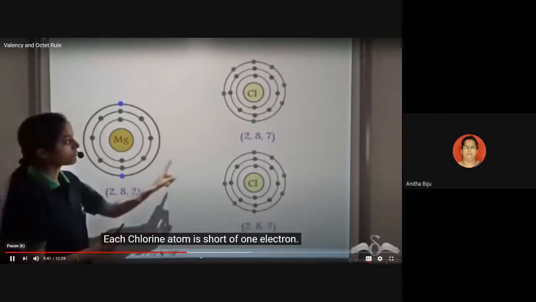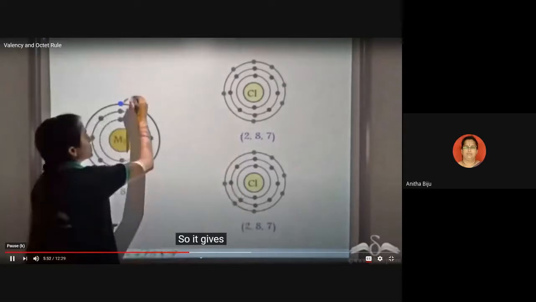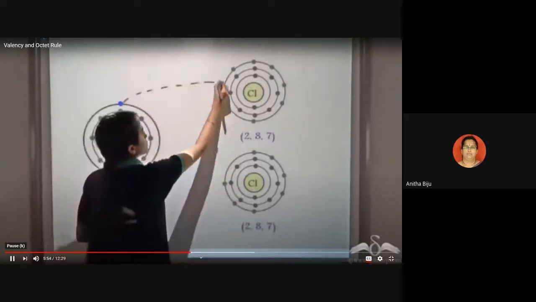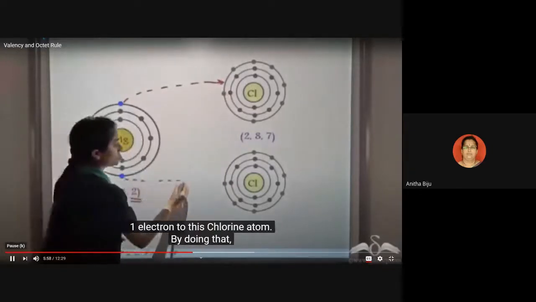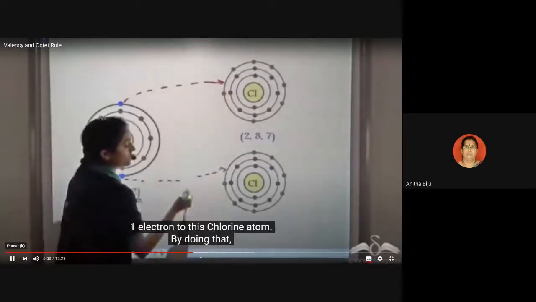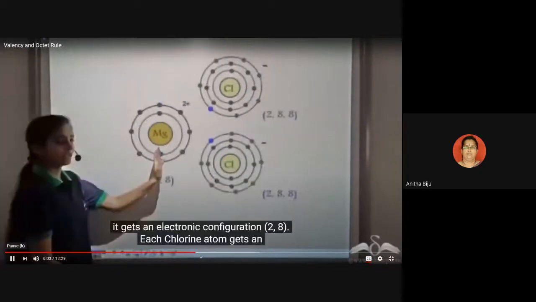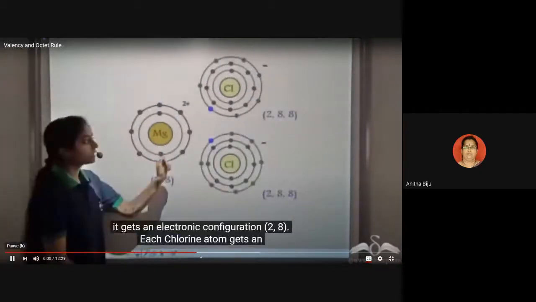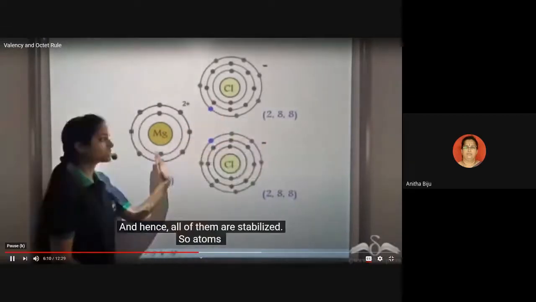Each chlorine atom is short of 1 electron. So it gives 1 electron to this chlorine atom and it gives 1 electron to this chlorine atom. By doing that, it gets an electronic configuration 2, 8. Each chlorine atom gets an electronic configuration 2, 8, 8, and hence all of them are stabilized.